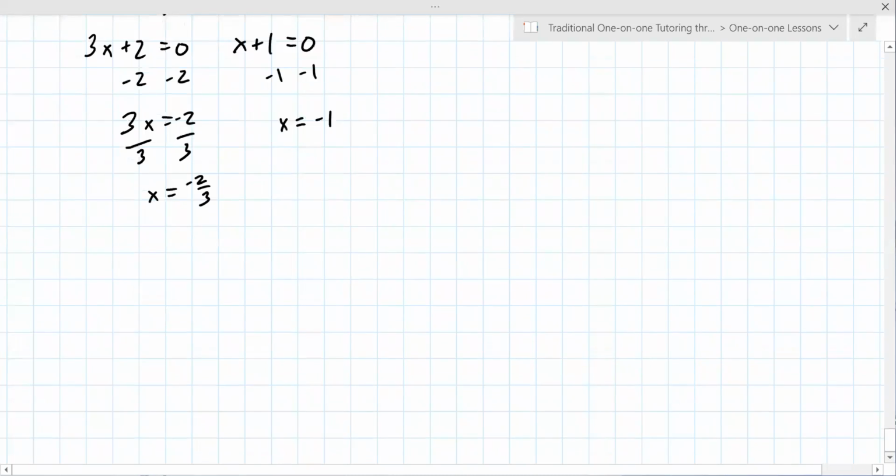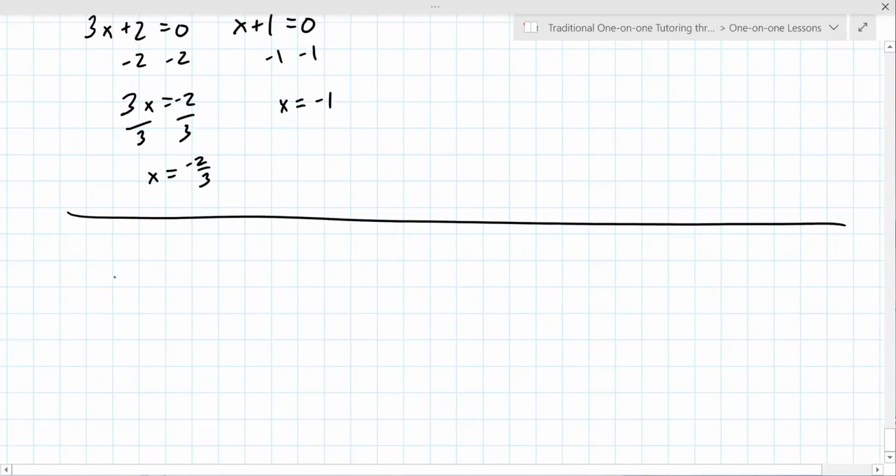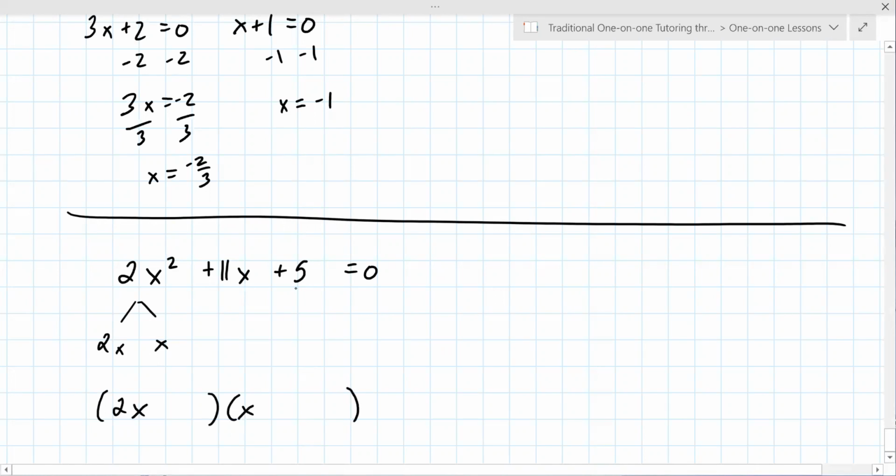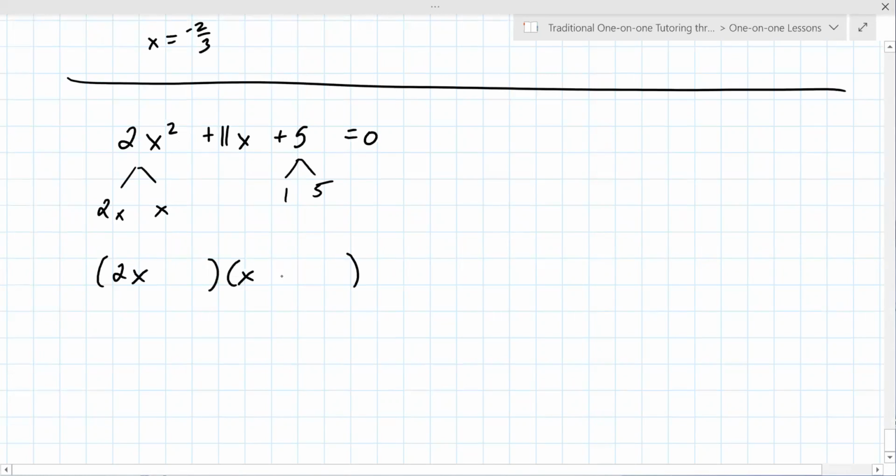Okay, let's do another one here. Let's say it's 2x squared plus 11x plus 5 equals 0. And I'm telling you the type: it's a guess and check. So the first thing is you figure out what these are. It's 2x and x. So that's 2x, x. What are the factors of 5? 1 and 5. Yes, 5 and 1. So figure out, is it plus 1 plus 5 or is it plus 5 plus 1?